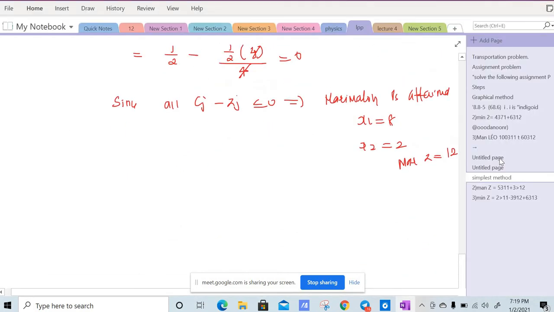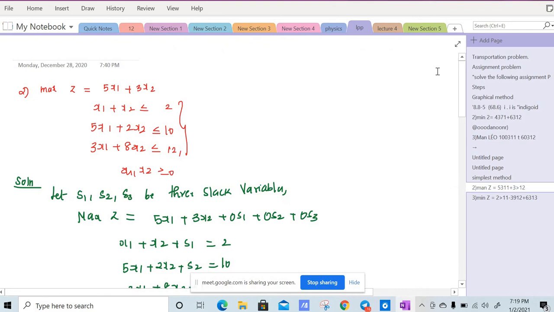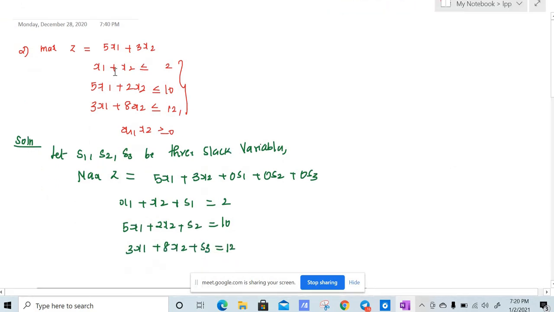And then we have also solved one more problem using the simplex method. The two problems we have solved were only for maximization, right? So here you can see maximize z is equal to 5x1 plus 3x2. We have 3 constraints, so I am going to add 3 slack variables. So we have 3 slack variables.